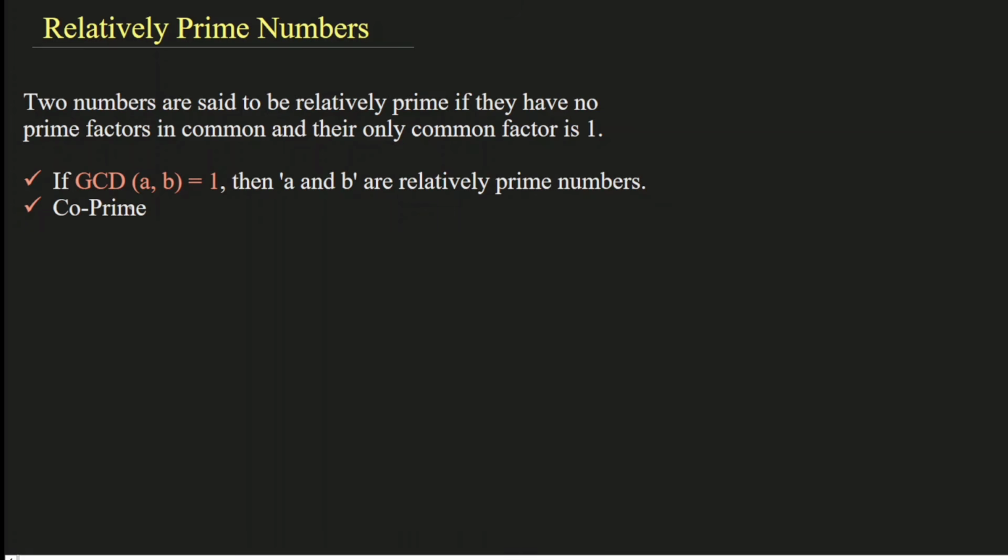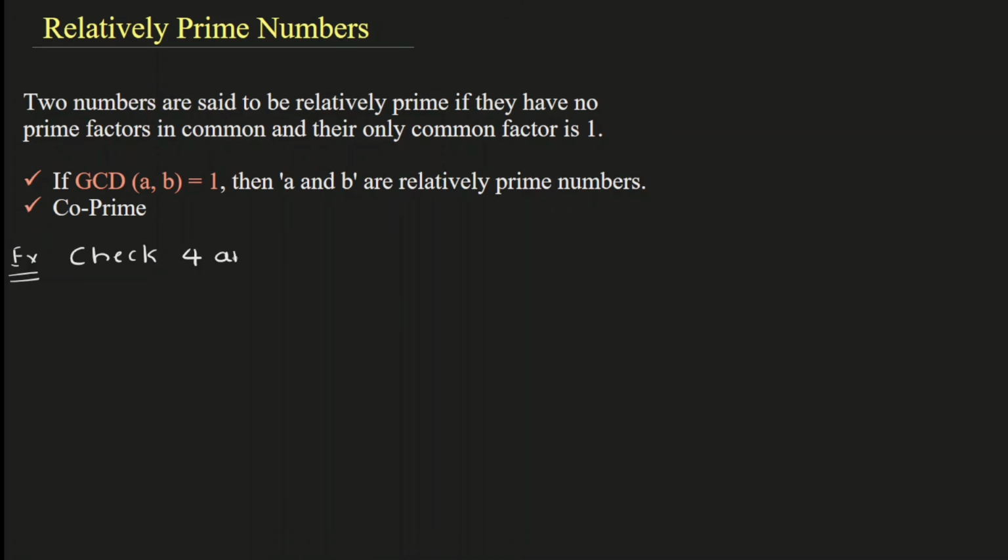Now let us see this with an example. Let us check whether 4 and 13 are relatively prime. To check this, we need to prove that if they are relatively prime, their GCD must be 1. To find their GCD, you must find their divisors and common divisors.